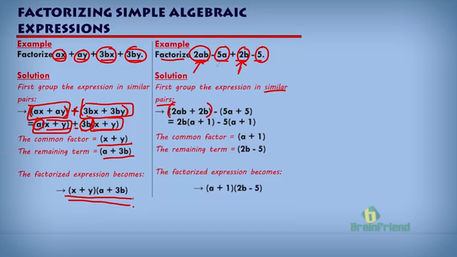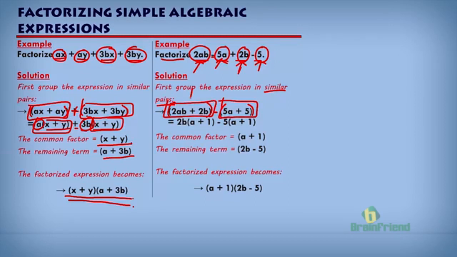Also, we have 5a and 5. So we have 5 in common. Therefore, they are similar pairs. We group them also by putting that bracket around them. Remember, our operator here is a minus that is in front of our 5a. So we have minus there. So now that we've grouped them, we can look and see that we have 2 terms instead of the initial 4 terms. Okay? We are just trying to simplify our expression in order to factorize it.